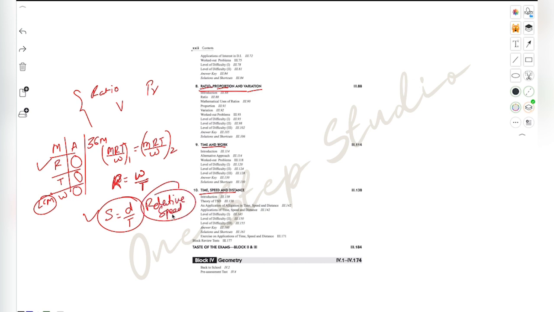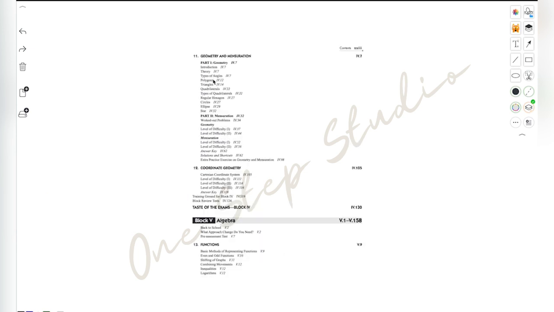These two concepts, you are done with time, speed, distance, right? Moving next, the topic is geometry. So for geometry, you need to remember one important thing. Geometry is a theoretical topic, right? You have a lot of stuff going.